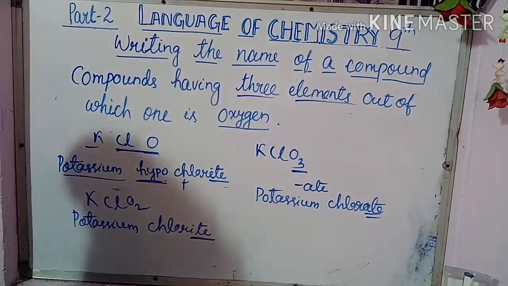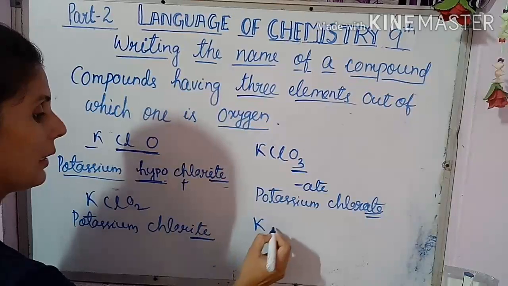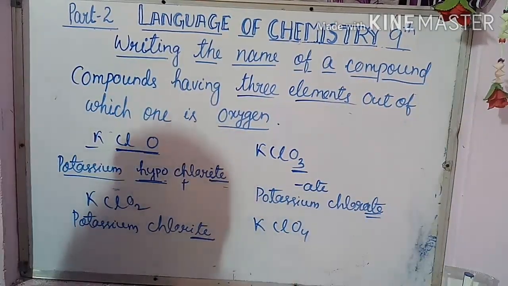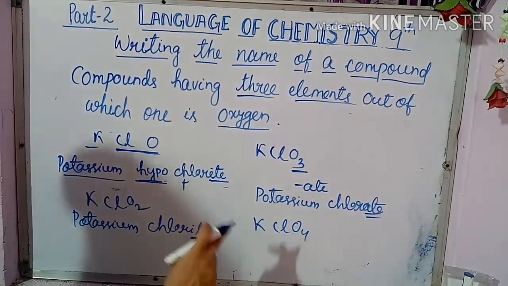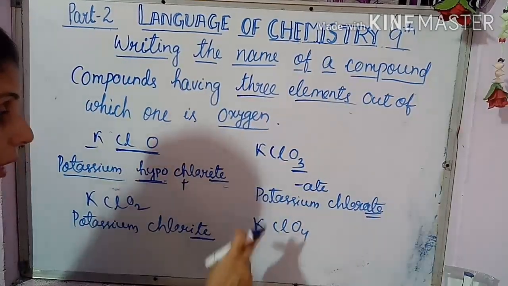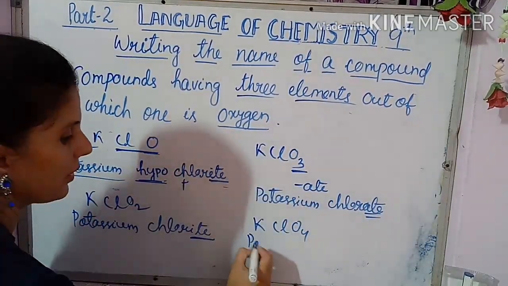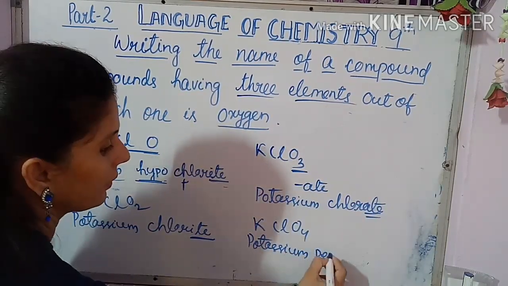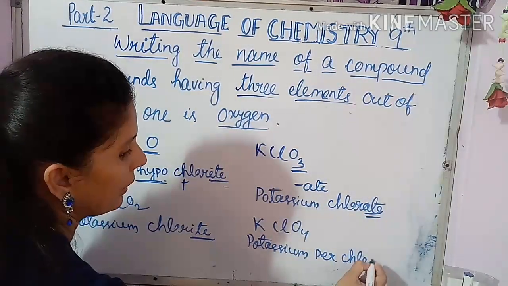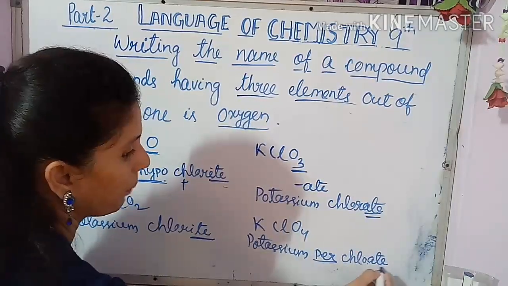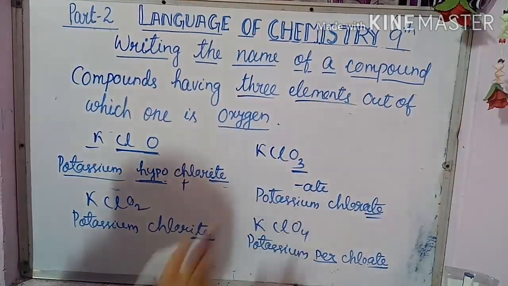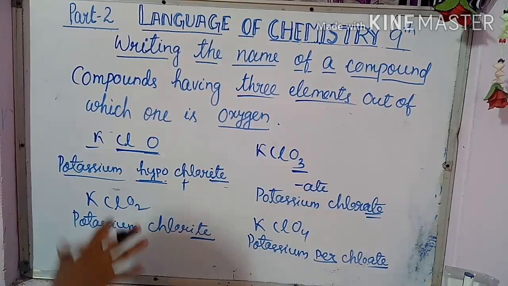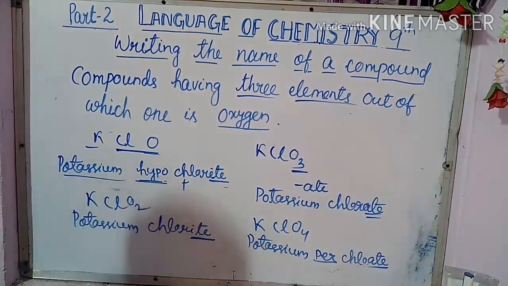Like this, if it is 4 oxygen, KClO4, it will turn as perchlorate. Per plus ATE means potassium perchlorate, per plus ATE if 4 oxygen are present. So these are the rules. According to your oxygen, you have to write.